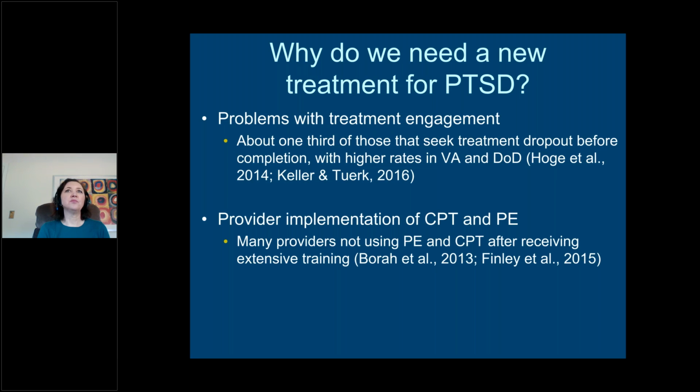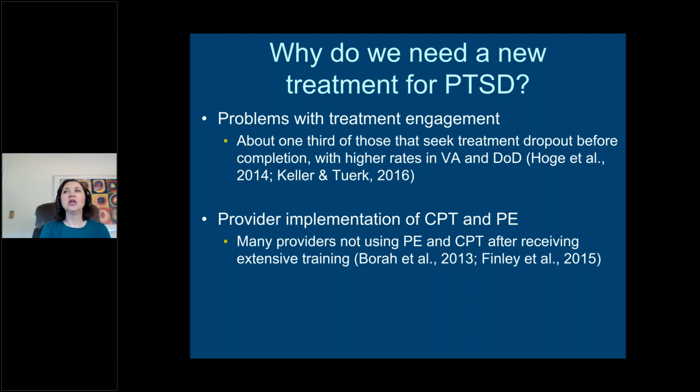So from the patient side, about 1/3 of the people that seek treatment for PTSD drop out before completion. And they usually drop out early in the course of treatment. So it's not the case that they're dropping out because they feel better. And these rates are even higher in places like the Department of Veterans Affairs and Department of Defense, where approximately half of the people drop out.